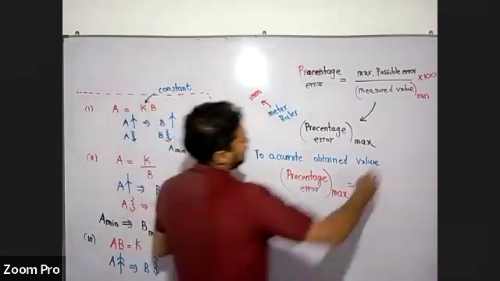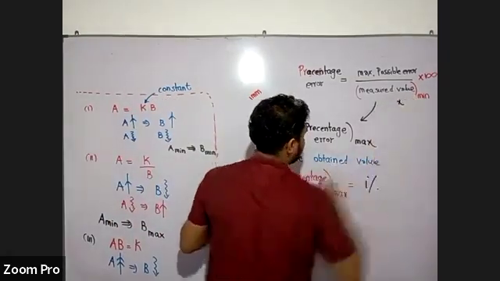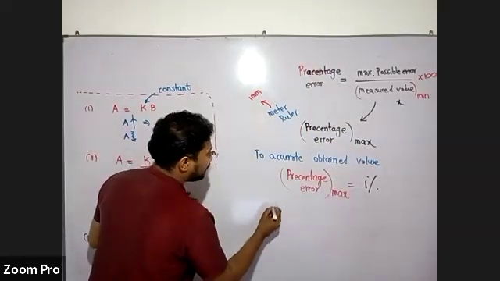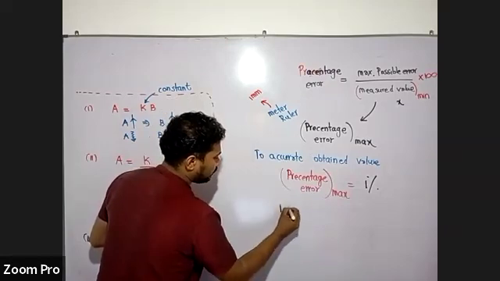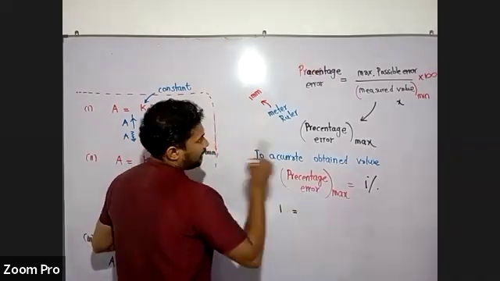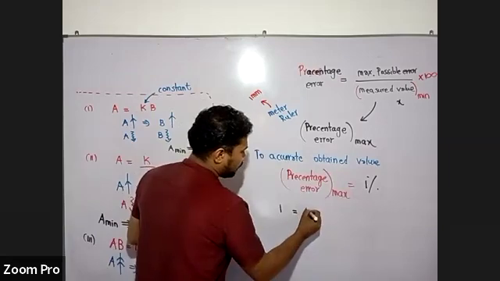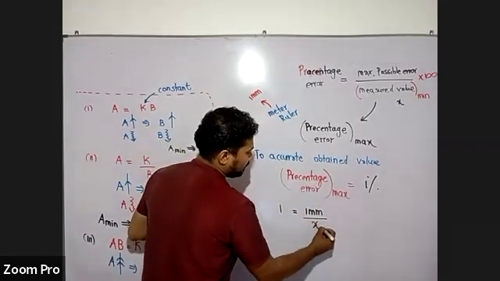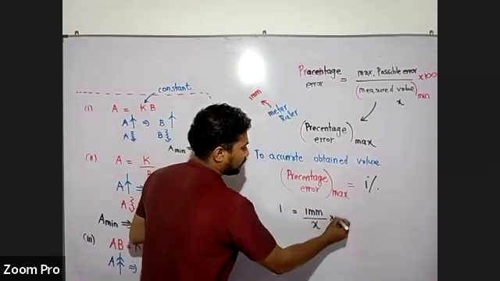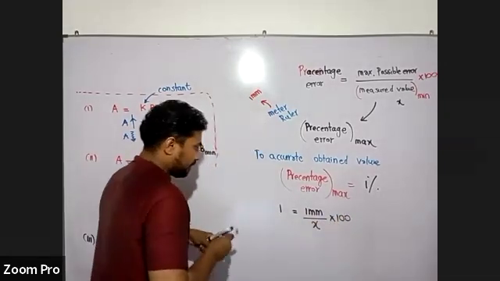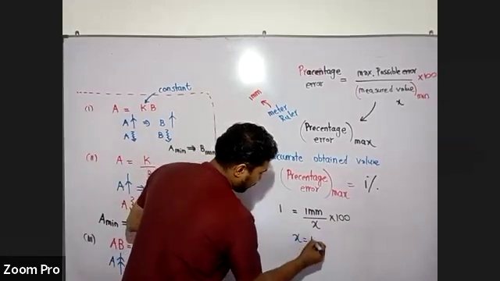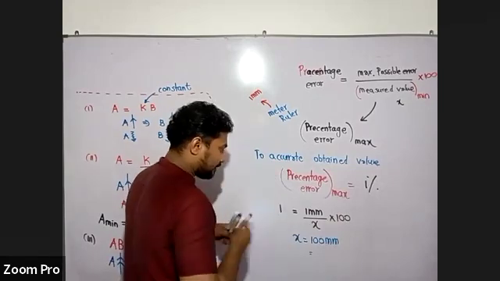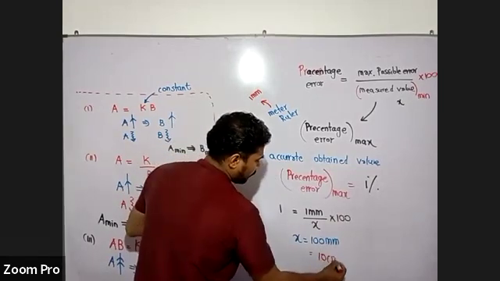Okay, now let's assume that the minimum measured value is x. Then if I substitute the relevant values into this equation, the percentage error should be equal to 1, right? And the maximum possible error should be equal to 1 millimeter. Then let's consider the minimum value as x into 100. So accordingly, x should be equal to 100 millimeters, or it can be mentioned in centimeters. It is equal to 10 centimeters.